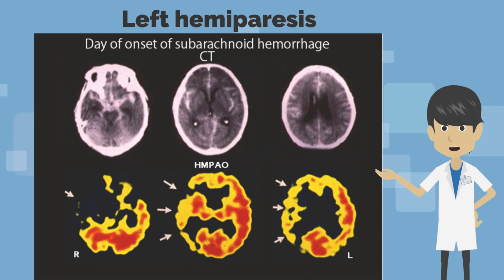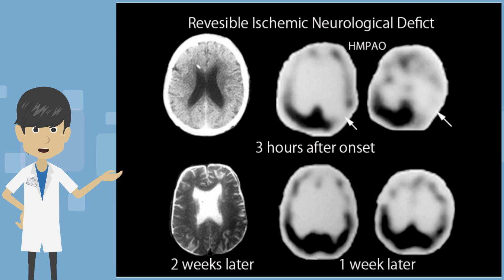This is a case of aphasia with reversible ischemic neurological deficit, in which symptoms lasted more than 24 hours but completely disappeared within 3 weeks. Brain perfusion SPECT at 3 hours after onset shows decreased perfusion.